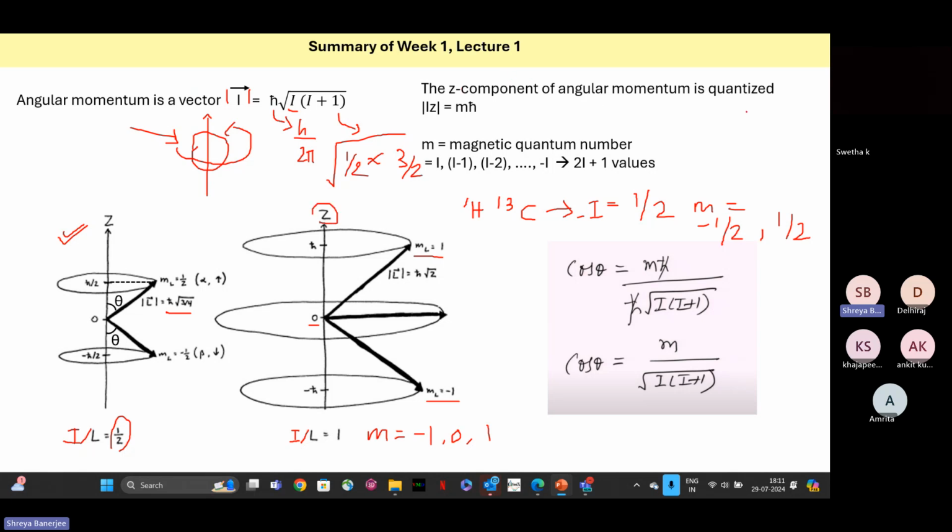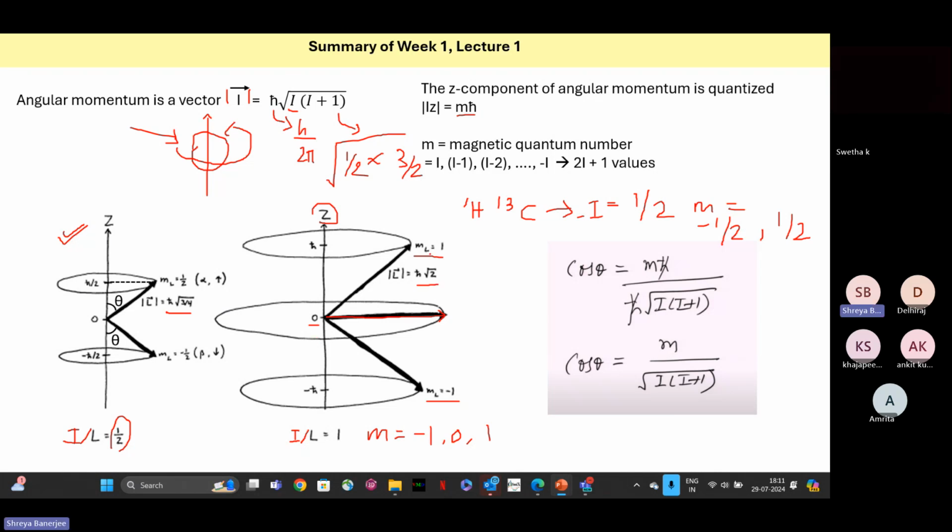And the z component of angular momentum, which is represented by Iz, has a magnitude of m h bar. So when your m is 0, the z component is 0. So the vector at that time, m equals 0, is only in the xy plane because your z component is 0. And the magnitude, again, if you put I equal to 1 in this formula, it will become root of 1 into 2, that is root 2. So root 2 h bar is the magnitude of this vector.